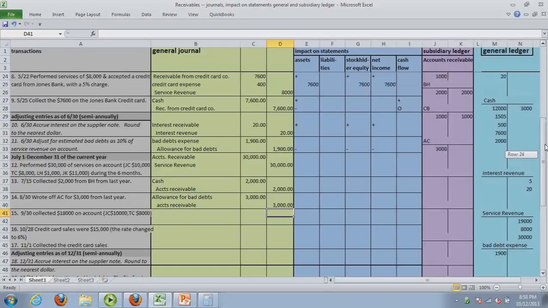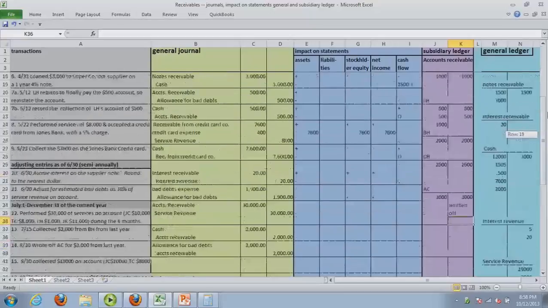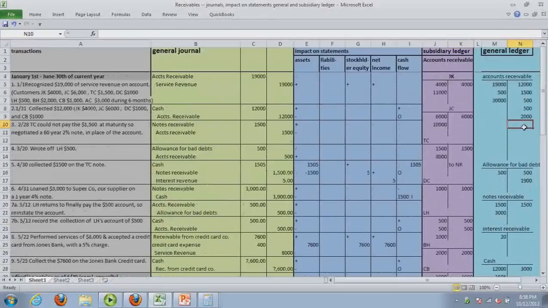So I'm not going to look at the impact. We've done that. It's just a plus and minus under the assets. Very little change. But it does impact the subsidiary. So we'll go to AC. I'll put in the 3,000, and I'll put some kind of language to know that they did not pay us. They were written off. And that will affect their future credit with us. Let's see, and we also need to do the general ledger. So accounts receivable is going to go down by 3, and the allowance goes down by 3 as well.